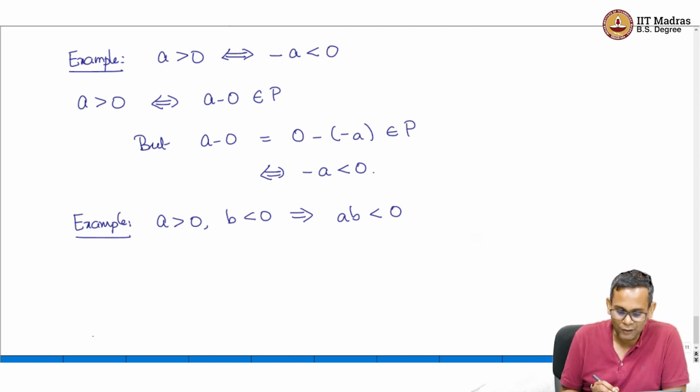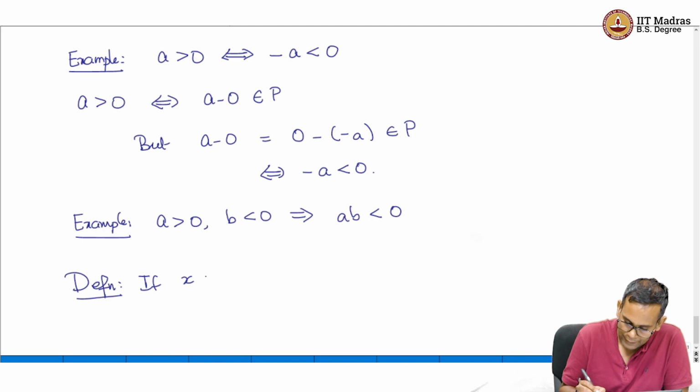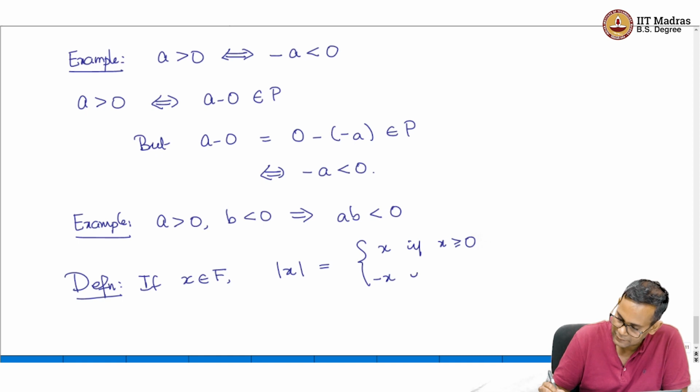Using order, we can also define the notion of absolute value. In any ordered field, if x belongs to F, then I define the absolute value of x to be x if x is greater than or equal to 0, and minus x if x is less than 0.